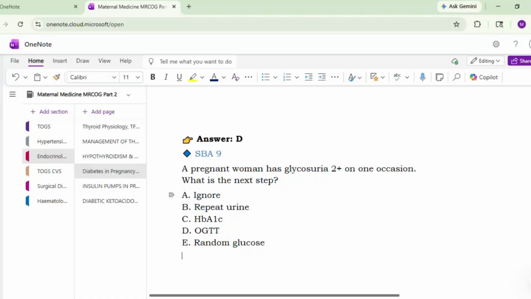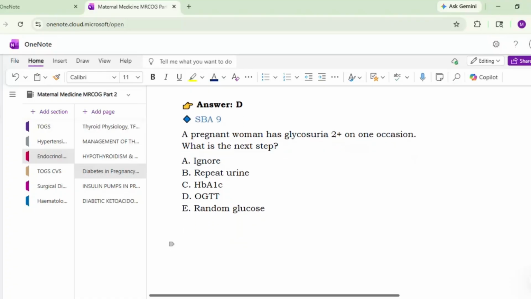A pregnant woman has glycosuria 2 plus on one occasion. What is the next step? A. Ignore. B. Repeat urine. C. HbA1c. D. OGTT. E. Random glucose. D. We should perform OGTT. Glycosuria 2 plus on one occasion, or 1 plus on more than two occasions.